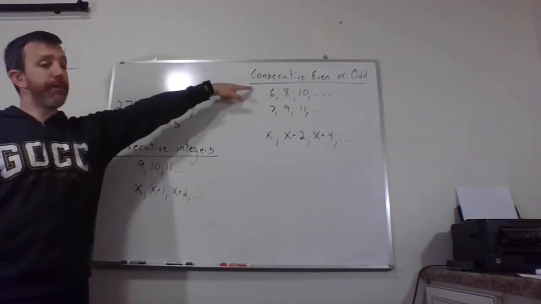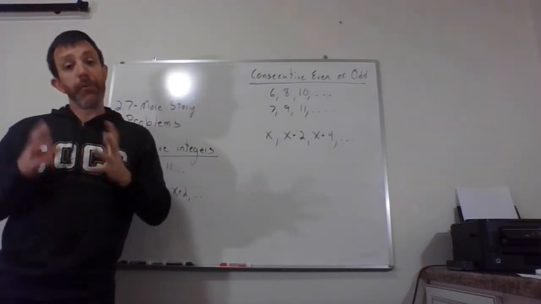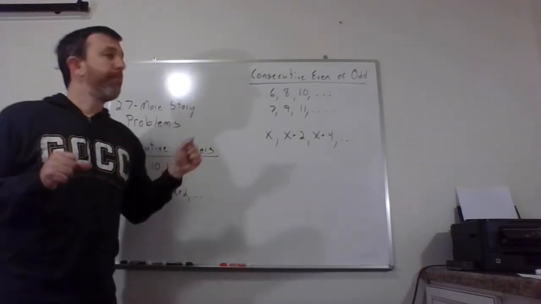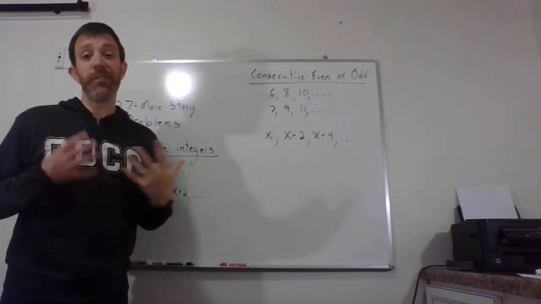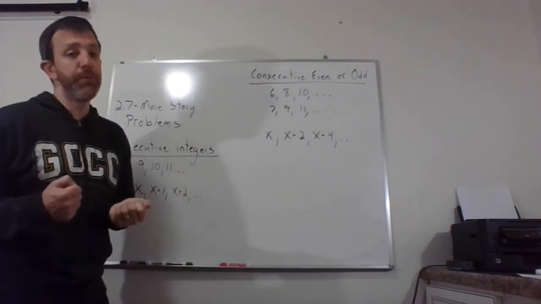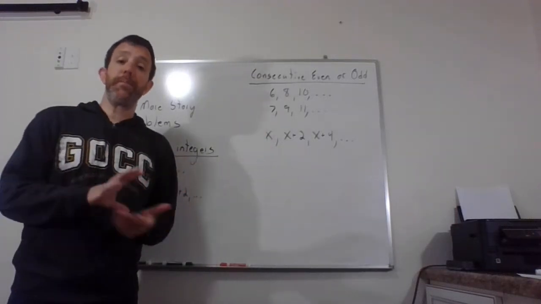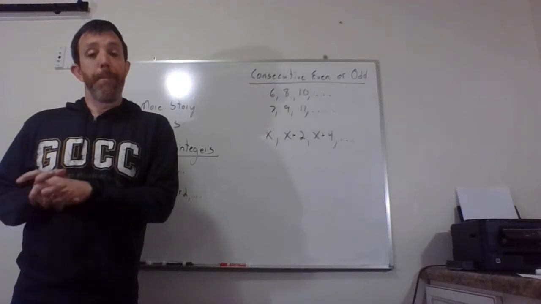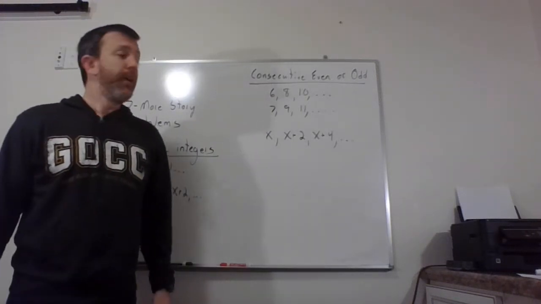Now, for consecutive even or odd integers, I have them grouped together, and we'll see why here in just a second. But the pattern is something like 6, 8, and 10, right? Those are even numbers, anything divisible by 2. And for odds, something like 7, 9, and 11. Again, they can be positive, they can be negative, it really doesn't matter. But they're going to proceed the same way.